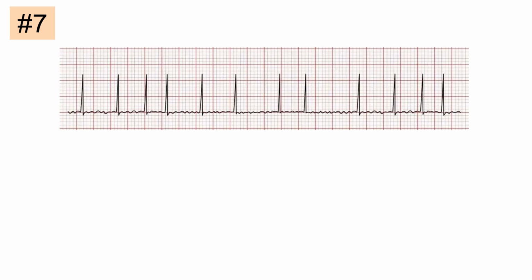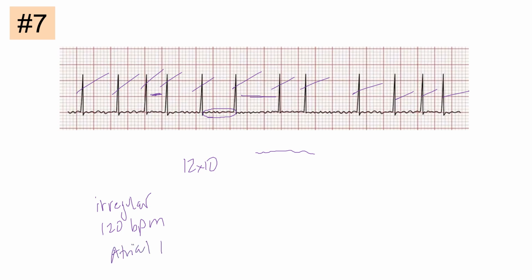Okay, the next one, number 7, let's check to see if it's irregular or regular. Just looking with my eyes, I can see that it's irregular. This one is kind of short, and then we have a wide one here. So this is irregular. Let's count the rate. We have 1, 2, 3, 4, 5, 6, 7, 8, 9, 10, 11, 12. 12 times 10, we're going to have 120 beats per minute. And then if we look here, I cannot count these. If these are P waves, they're kind of squiggly like this. This is AFib, atrial fibrillation.